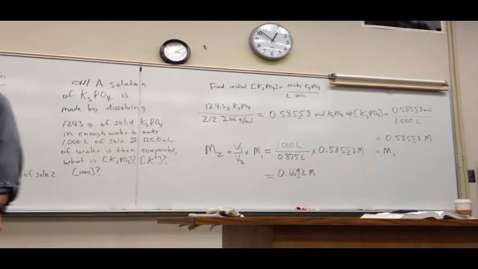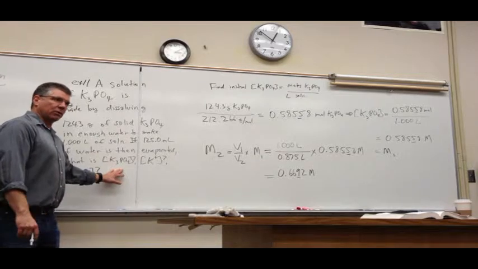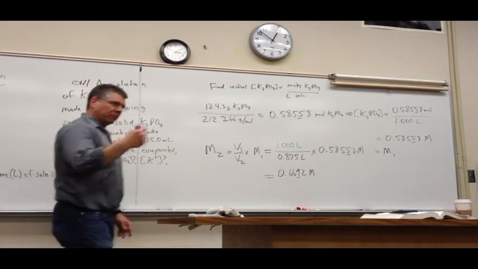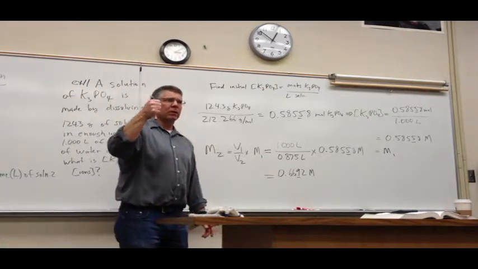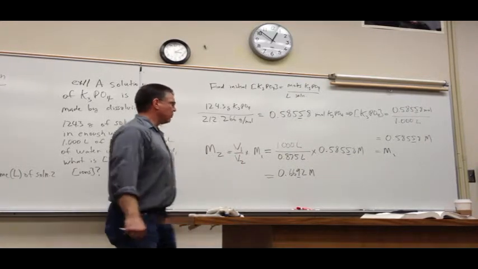Make sense so far? Good. So now we know the answer to the first question. What's the concentration of potassium phosphate in the more concentrated solution? And it should make sense. If we're evaporating solvent, then the concentration should be greater, right? And 0.669 is greater than 0.5856.